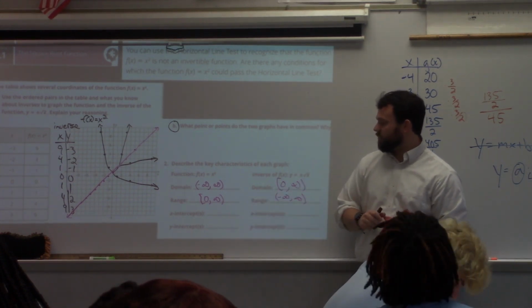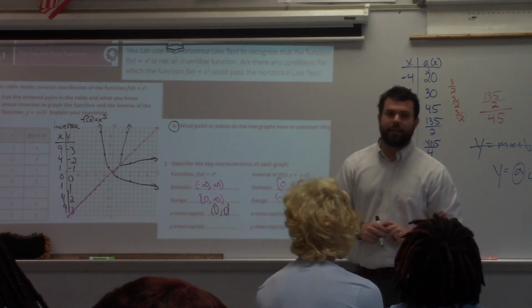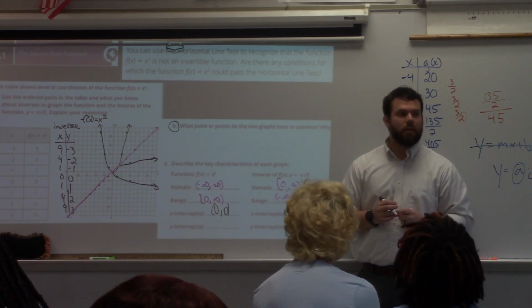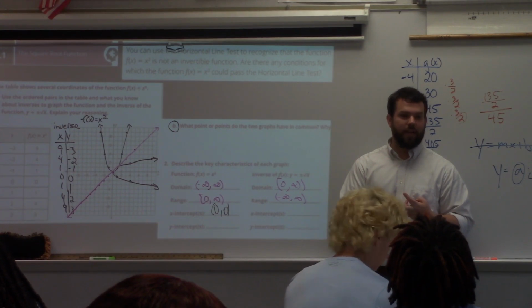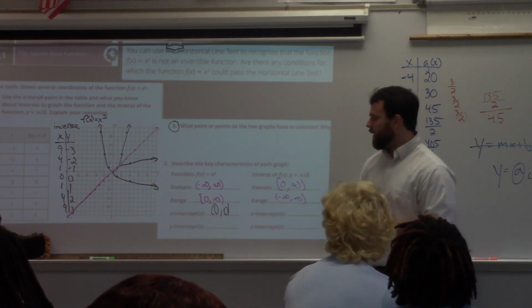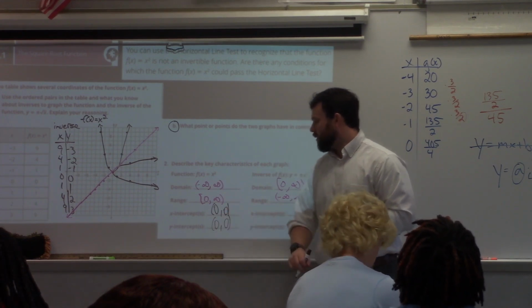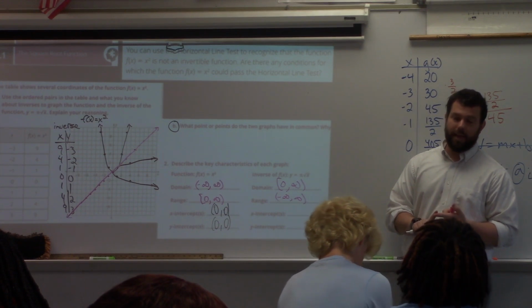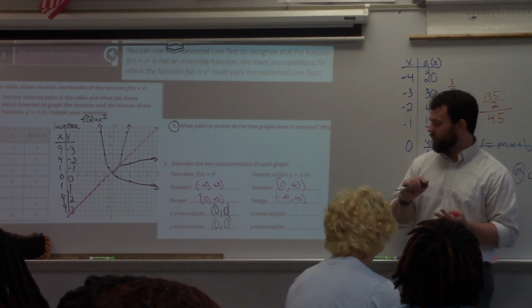X-intercept for f of x. 0, 0? How do we know that that's an x-intercept? Because the y is 0, right? 1 is where the y is 0, 2 is where it intersects the x-axis, right? Okay, what about the y-intercept here? Also 0, 0. Again, because that's where the graph intersects the y-axis. And more importantly, that's the y-intercept because the x value is 0.